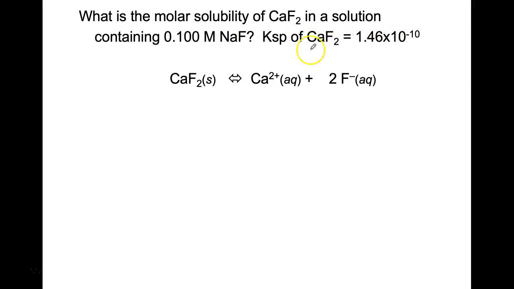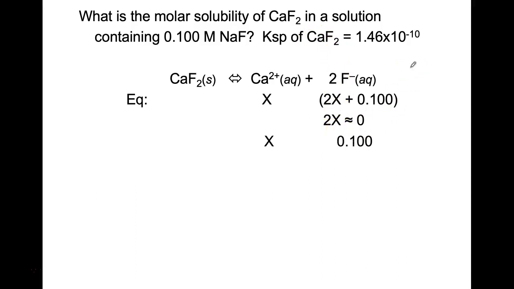Here's our KSP from before. Now here's the difference, in that we start off with that 1x and 2x, but I'm going to have to add on the 0.100 moles per liter from the fluoride that was already in the solution. I'm going to make the assumption that because the KSP is so small, the concentration of fluoride coming from the calcium fluoride is almost 0. So therefore, the fluoride concentration is 0.1 moles per liter.